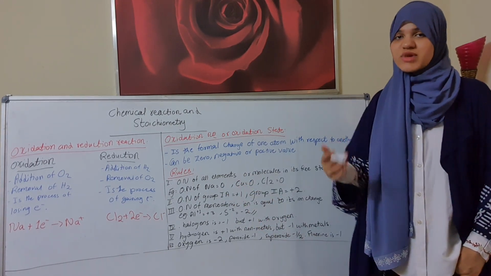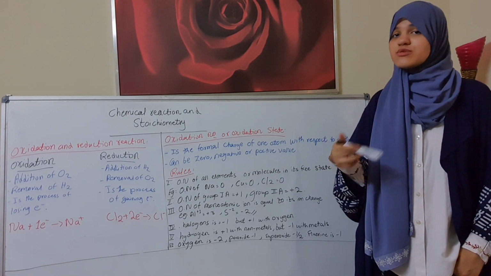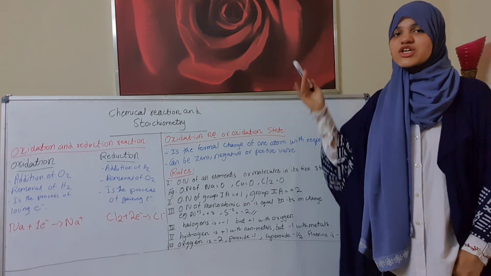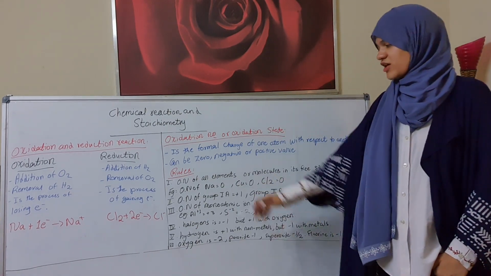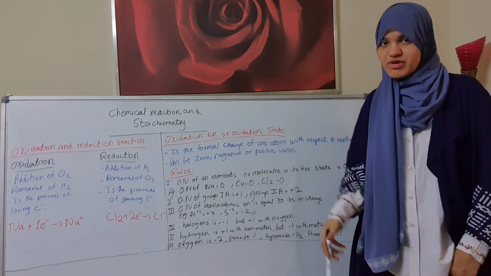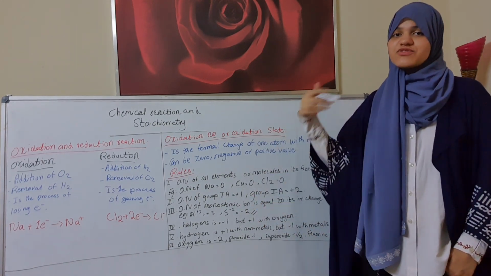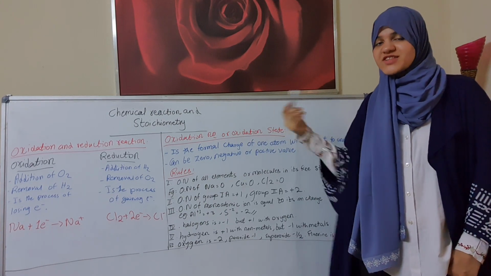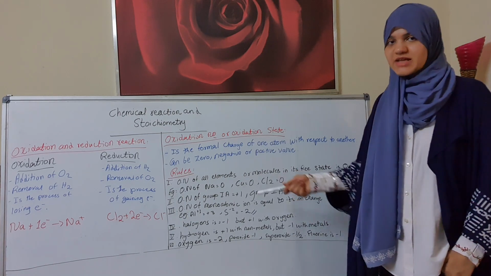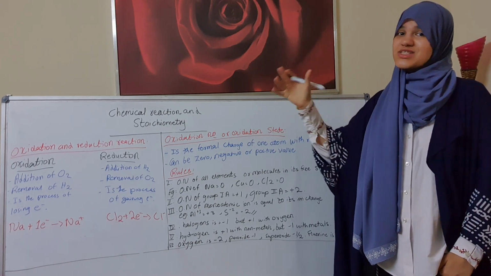So the oxidation number of a monoatomic or polyatomic ion will be the ion charge of that element. For example, here the ion charge of aluminum is positive 3, so its oxidation number will be positive 3. And the ion charge of sulfur is negative 2, so the oxidation number of sulfur will be negative 2. There are also many polyatomic and monoatomic ions whose ion charge is equal to their oxidation number.